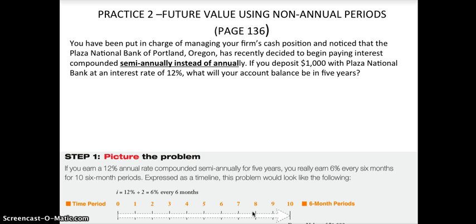Okay, the first question dealt with 10 years. You get an interest payment of 7% each year at the end of the year for 10 years. Here, let's read the question on page 136. You've been put in charge of managing your firm's cash position, and notice that the Plaza National Bank is offering a special deal here where it's paying you interest compounded semi-annually instead of annually. So that's every 6 months or twice a year. So if you deposit $1,000 into the bank at 12%, what will your account be worth in 5 years?